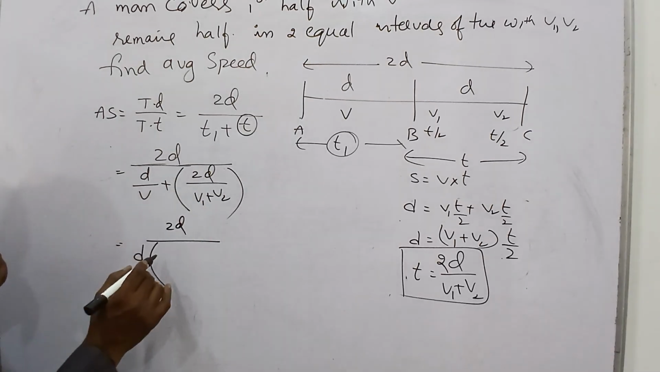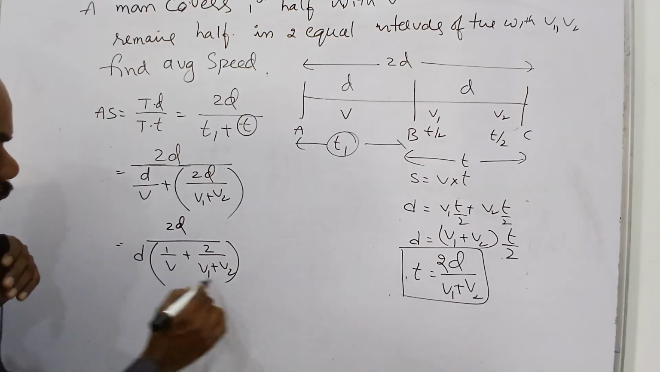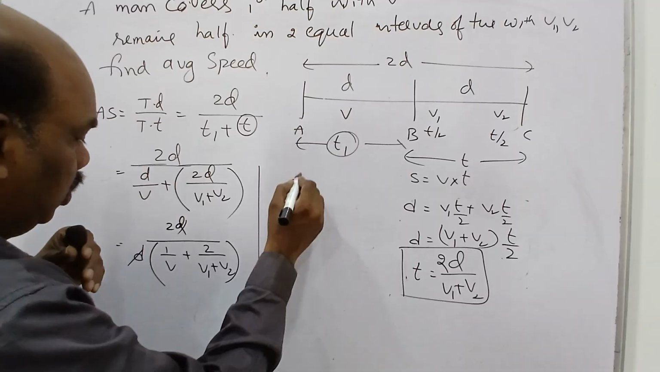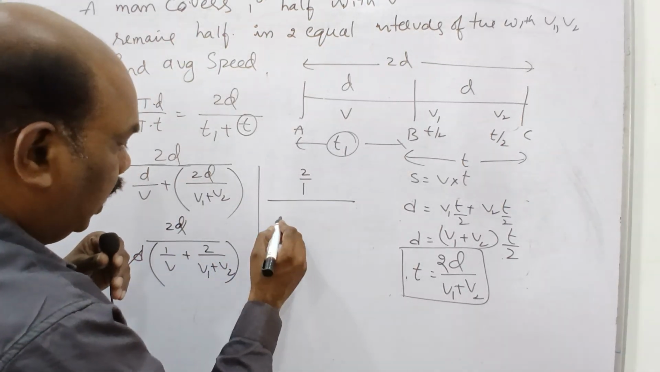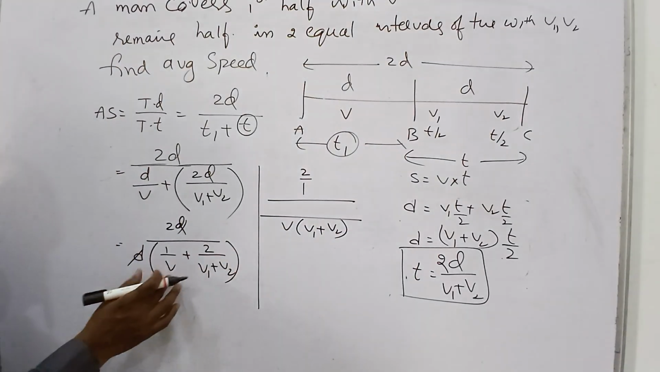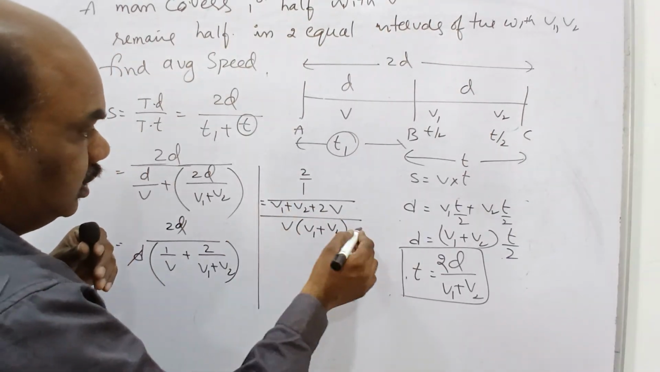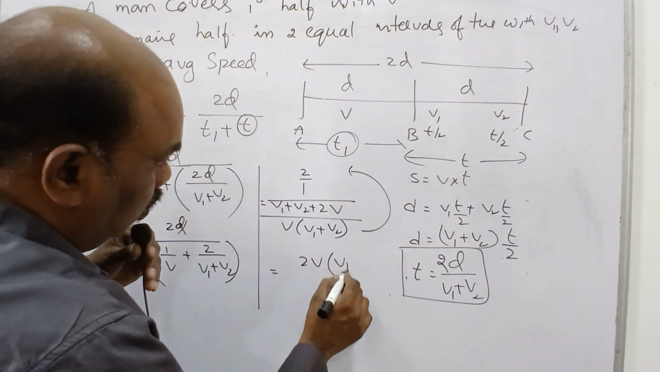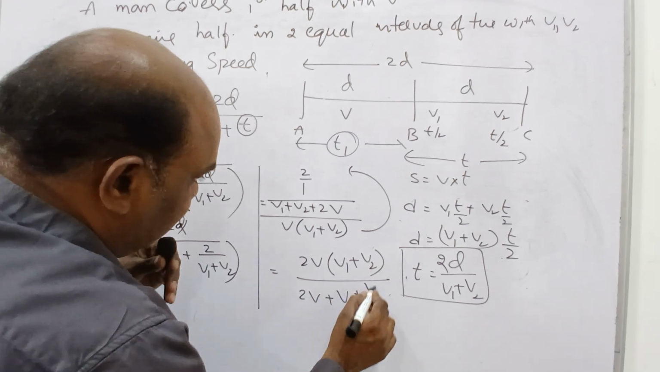Here D is common, 1 by v plus 2 by v1 plus v2. D gets cancelled. Now I am simplifying, 2 nothing but 2 by 1. This is the whole part, 1 by v into v1 plus v2, LCM divided by v. This is v1 plus v2 into 2v. So this whole part goes into the numerator. What will happen, beta? 2v into v1 plus v2 by 2v plus v1 plus v2.